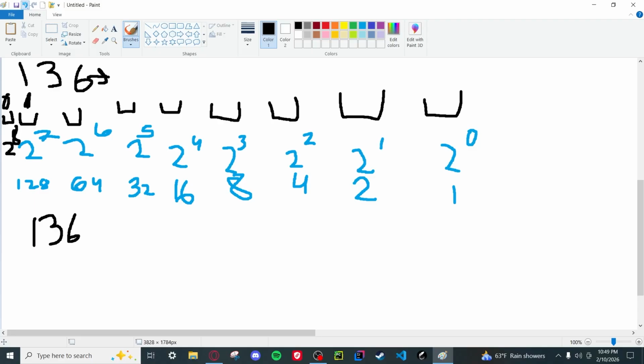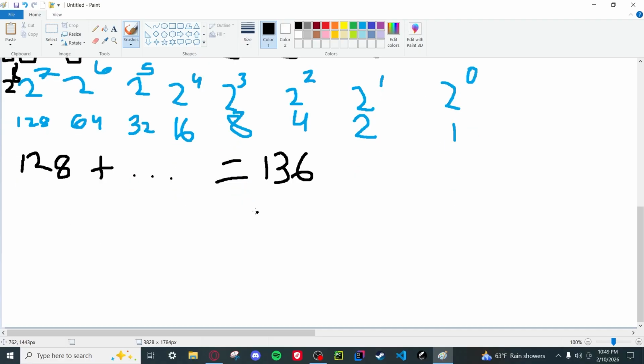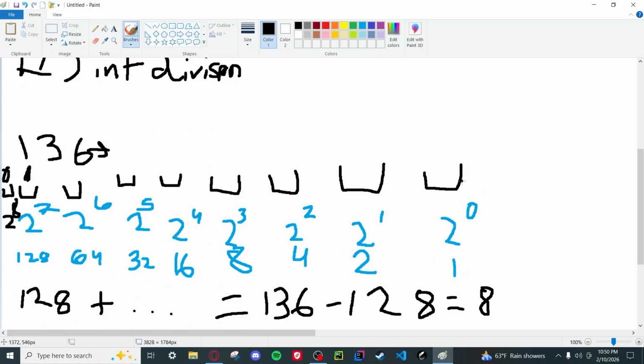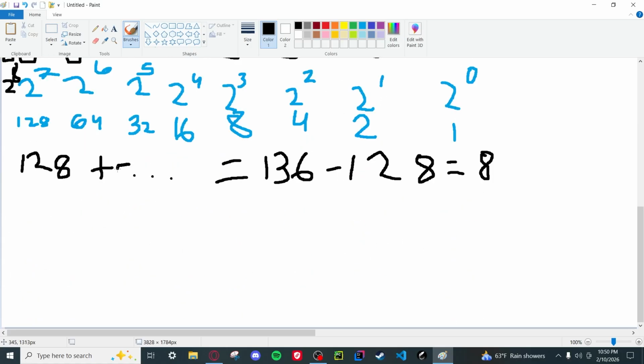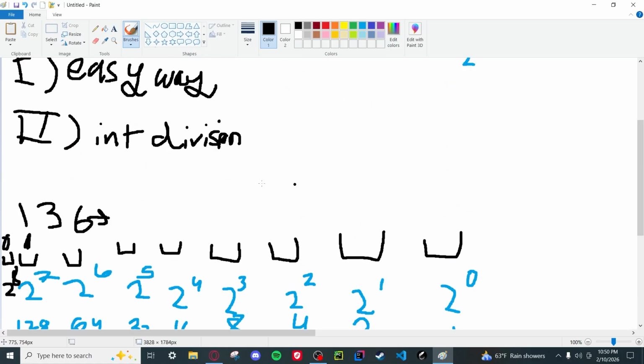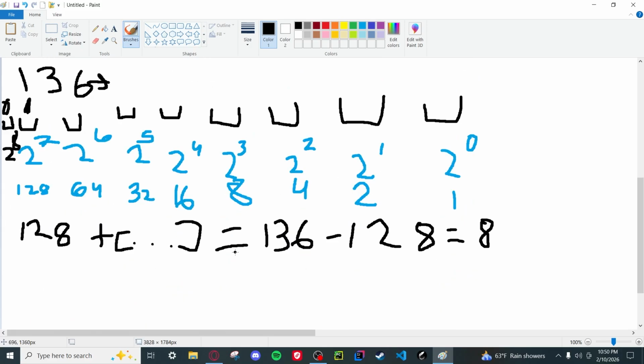136, and we're going to have 128 now. 128 plus all these numbers will get us 136. So what should all the rest of these numbers equal? They should be 8. If we know that the rest of these values, when we put in our 1s and 0s, need to add up to 8, how can we do that?